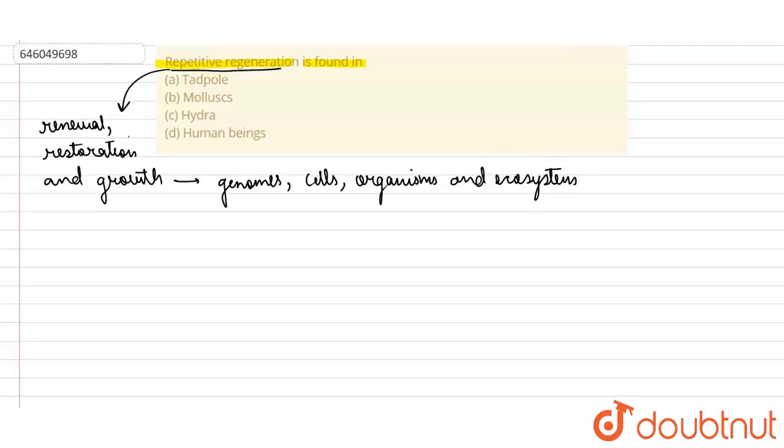When we talk about tadpole, mollusk and human beings, this repetitive regeneration is not observed. Human beings have very little regenerative capacity. They do not have a very high regenerative capacity.